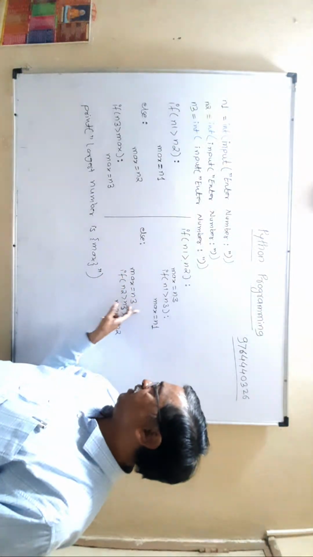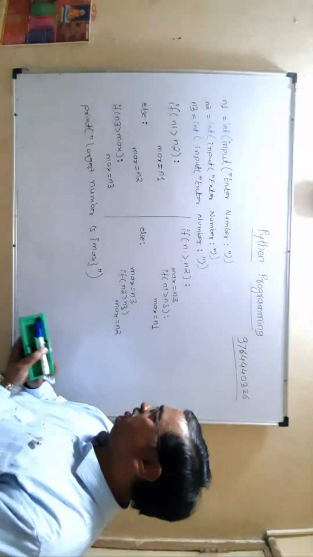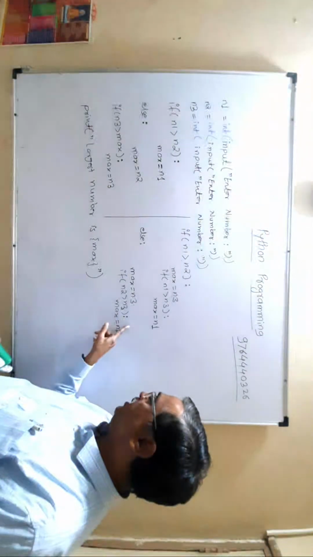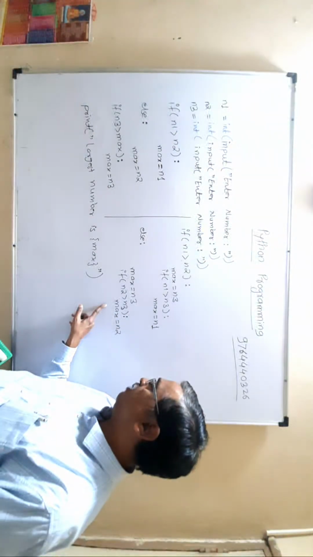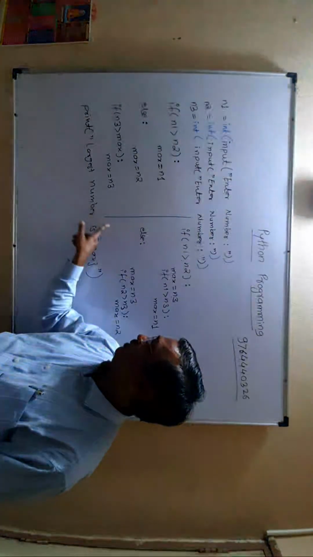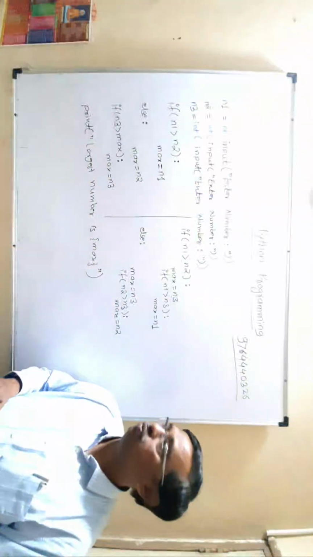max equal to n3. If you press the enter key, the cursor will come here. If n2 is greater than n3, the colon is required. And if you press the enter key, it will come here, max equal to n2. Press the enter key, the cursor will come here. Press backspace, the cursor will come here. Press backspace, the cursor will come here. And then write the print statement. This is how.